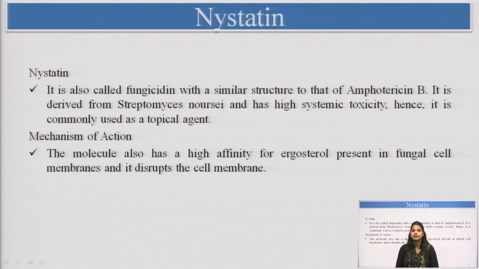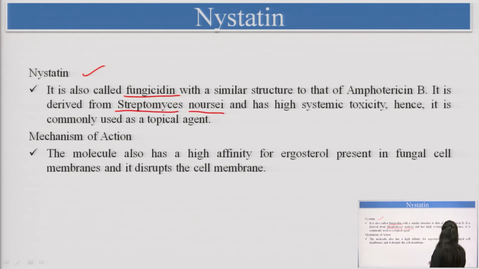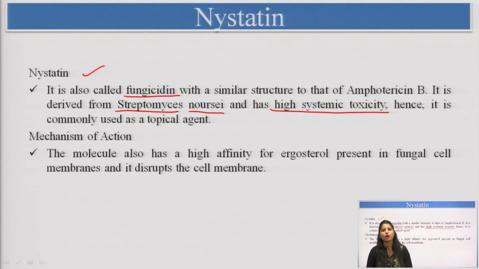Now, see another drug, Nystatin. Nystatin is also under the natural derivatives. So, Nystatin is fungicidal. It is derived from Streptomyces noursei. It has a high systemic toxicity, that is why it is commonly preferred for topical formulation. It is given topically. What is the mechanism? The same mechanism. It has a high affinity for ergosterol, and it will form micropores, it will enter the cell and start to disrupt the cell membrane.